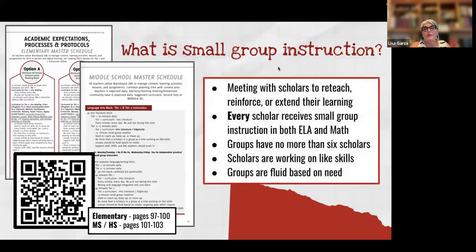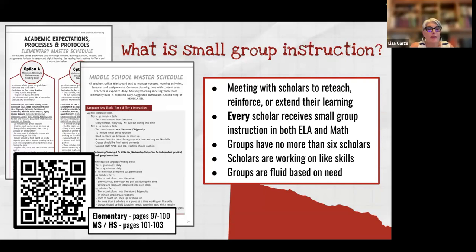Small group instruction is meeting with scholars to reteach, reinforce, or extend their learning. Every scholar receives small group instruction in both ELA and math. Groups have no more than 6 scholars. Scholars are working on like skills, and groups are fluid based on their need.